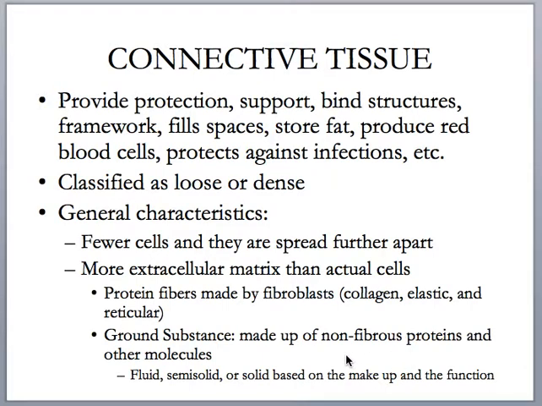Ground substance would be things like all of the non-fibrous proteins. So those are like globular proteins, glycoproteins, carbohydrates. We also have electrolytes and lots of water, right? So the ground substance usually has the ability to soak up lots of water. And that ground substance can be fluid, semi-solid, or a solid base, depending upon which connective tissue. So the extracellular matrix will be composed of protein fibers and a ground substance.